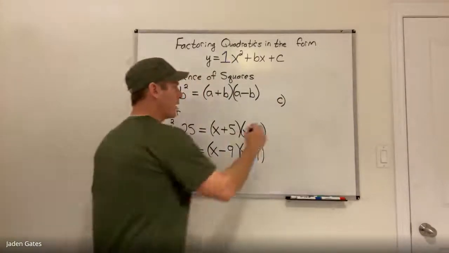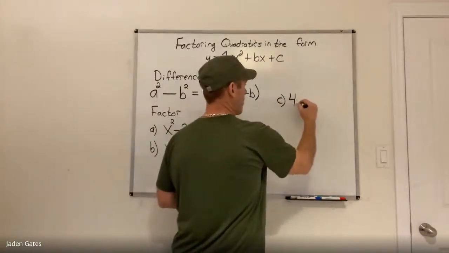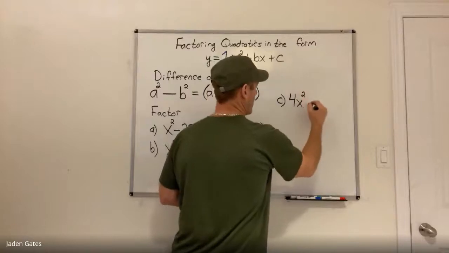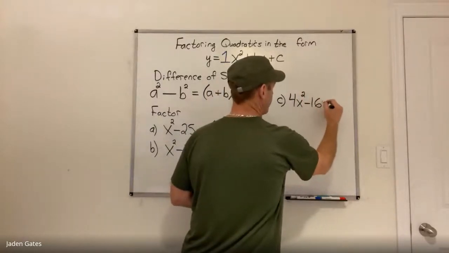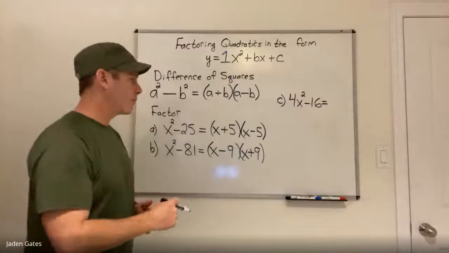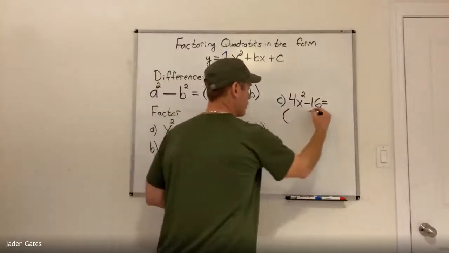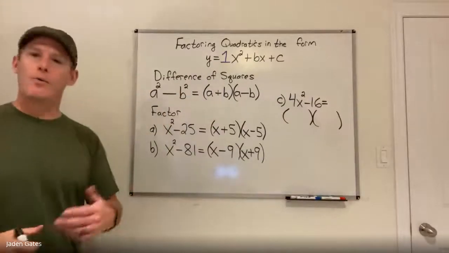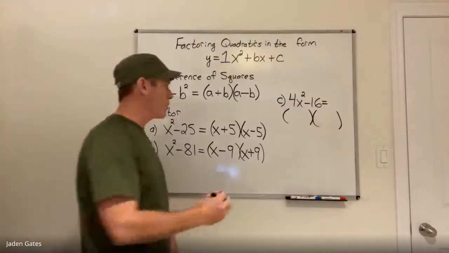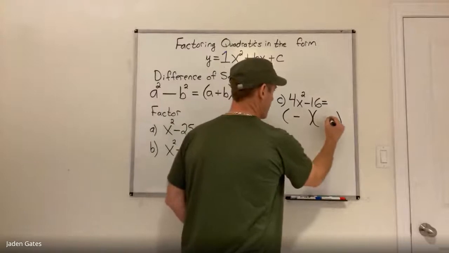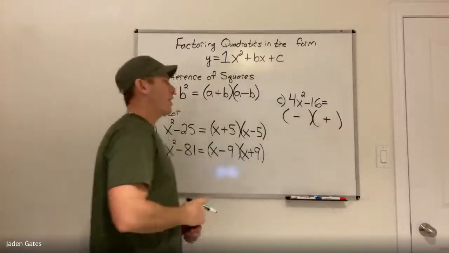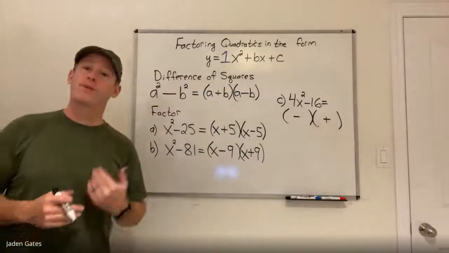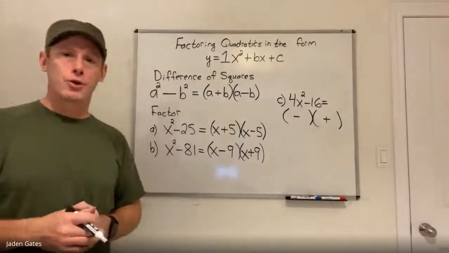I'm going to take 4x squared minus 16. All right, so I am going to factor it. So again, I'm going to have two pieces, just like that. Again, one minus sign, one plus sign, doesn't matter which order. So let's change it up here, minus and plus. Now both those terms, again, there's only two of them, separated by a minus sign, both square rootable.